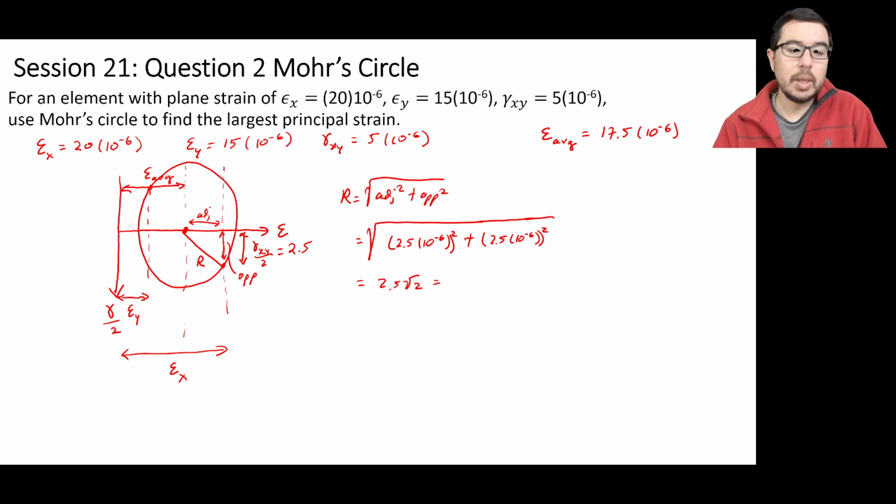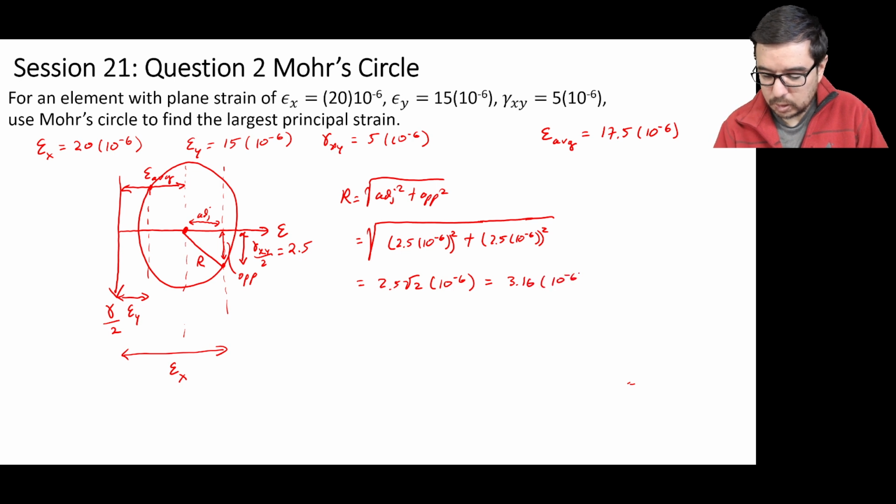This comes out to be something like 3.16, and I guess I can be more careful, times 10 to the minus 6. So this is going to be 3.16 times 10 to the minus 6, or about 3.2 microstrain.